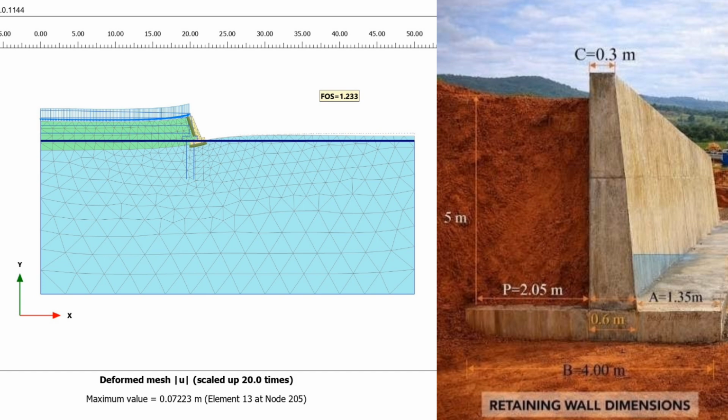So stay alert and stay patient, because this video is going to be uploaded very soon, showing how this retaining wall has been designed in Plaxis 2D.